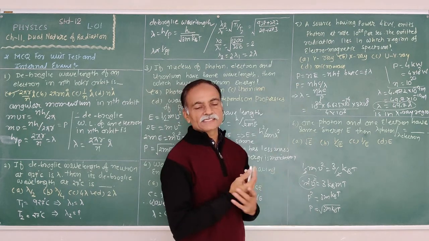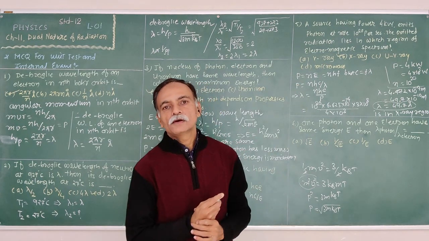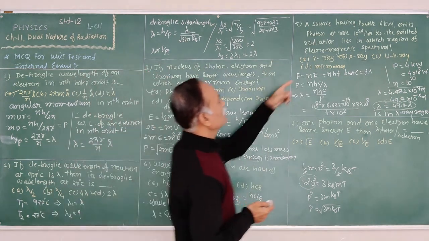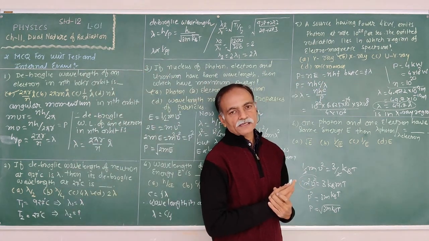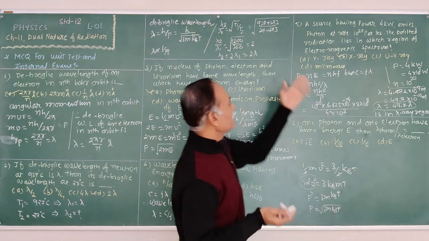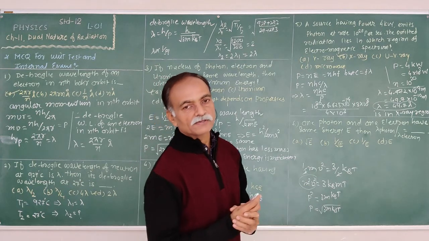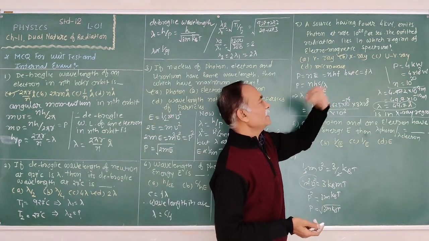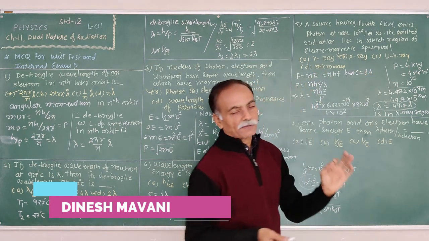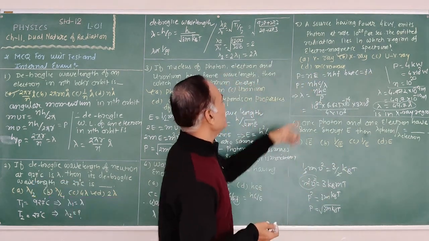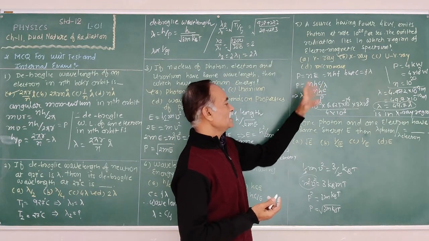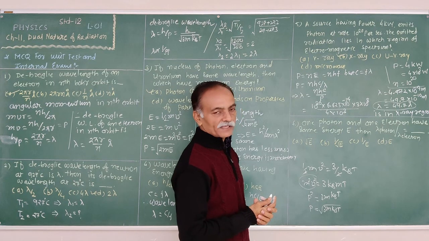Now, total power is equal to number of photons into energy of one photon, that means NE or Nhf. f is the frequency of the incident photon. But here the frequency is not given, we are interested in finding the wavelength. Therefore, c is equal to f lambda, so f is equal to c upon lambda. Therefore, power P is equal to Nhc upon lambda. So from this equation, lambda is equal to Nhc upon P.